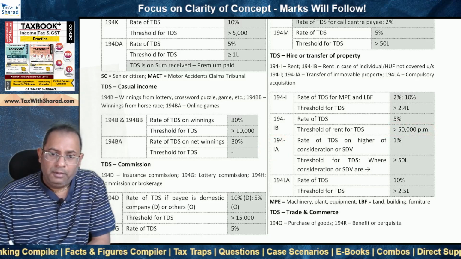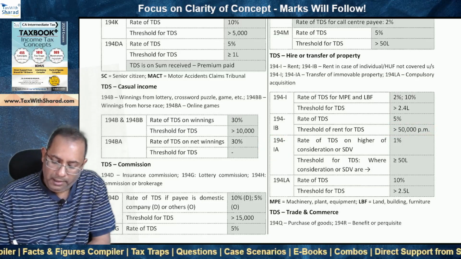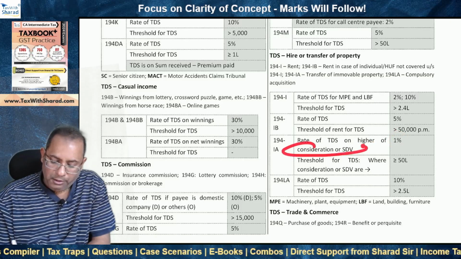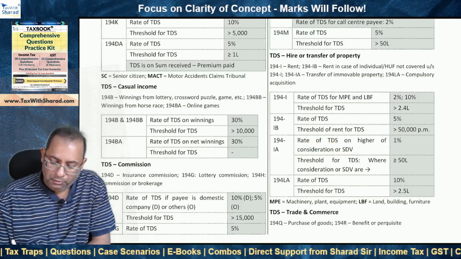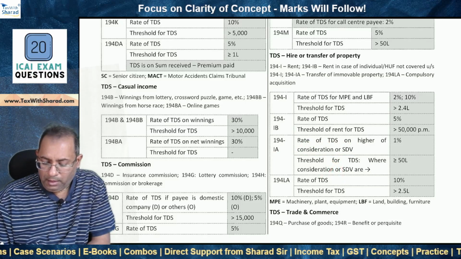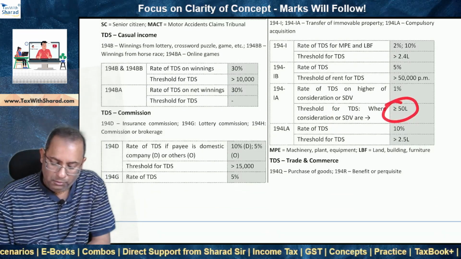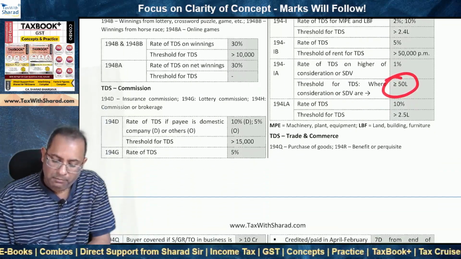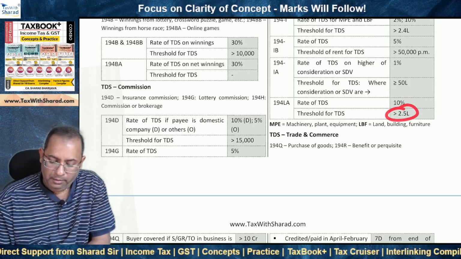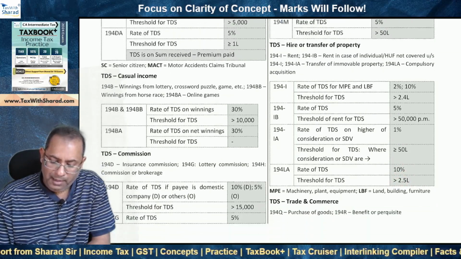194IA is transfer of immovable property. Rate of TDS is 1% on the higher of consideration or SDV. The threshold for TDS is where the consideration or SDV is 50 lakh or more. 194LA in case of compulsory acquisition. The rate is 10% and threshold is more than 2.5 lakh.